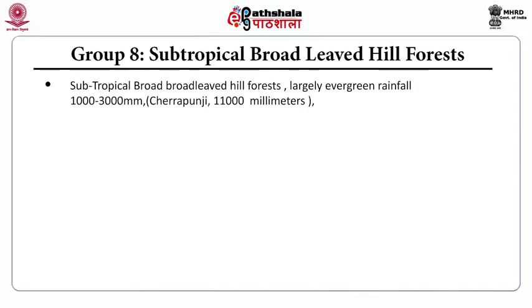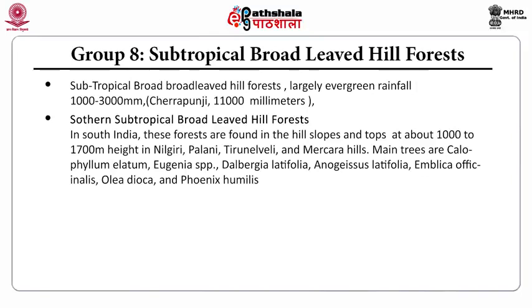Southern subtropical broad-leaved hill forest in South India: these forests are found on the hill slopes and tops at about 1000 to 1700 meter height in Nilgiri, Palni and Makara hills. Main trees are Calophyllum, Eugenia, Dalbergia latifolia, Anogeissus latifolia, Emblica officinalis, Olea dioica and Phoenix humilis.